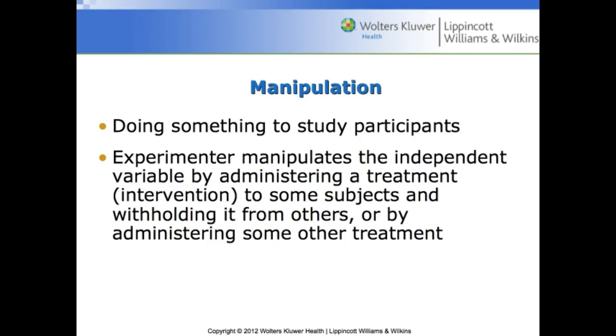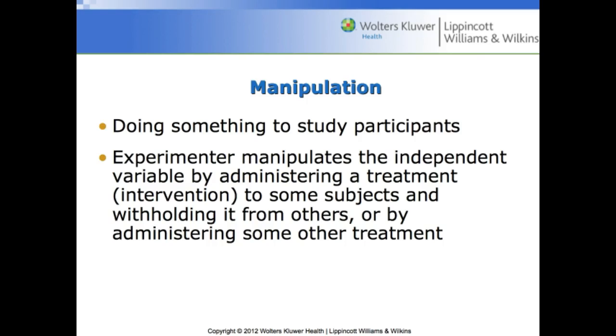So manipulation is doing something to the participants. Experimenters manipulate the independent variable by administering a treatment to some subjects and withholding it from others, or by administering some other treatment. So the key point is that the researcher is going to manipulate the independent variable, and the dependent variable is the variable that is acted upon, so that will be the outcome.